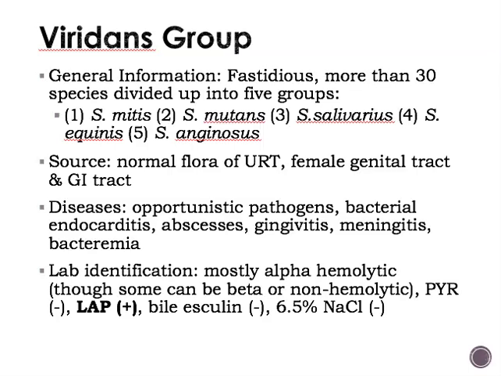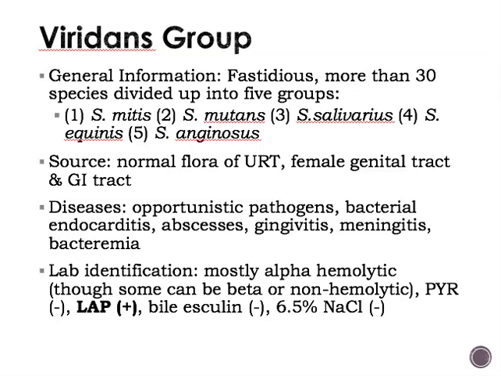These are found as normal flora in the upper respiratory tract, female genital tract, and the GI tract. It's considered an opportunistic pathogen, so it can cause bacterial endocarditis in patients with heart valve problems. It can cause abscesses, gingivitis, meningitis, bacteremia. But since these species are considered normal flora, this would have to be in an immunocompromised patient to be able to be defined as a pathogen for that patient.